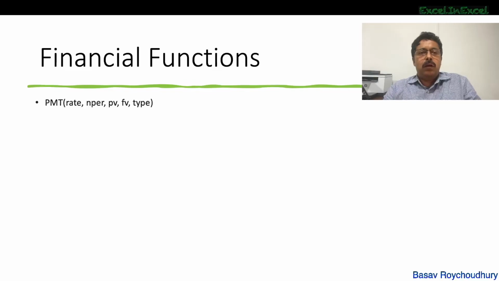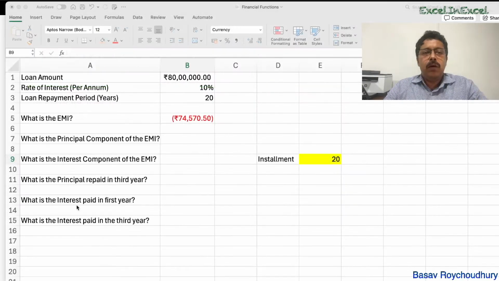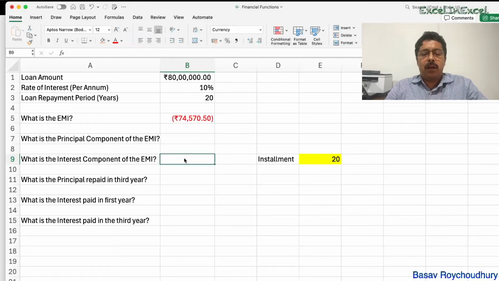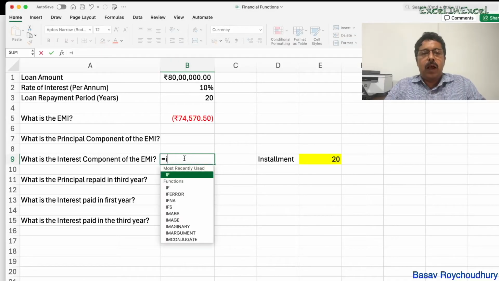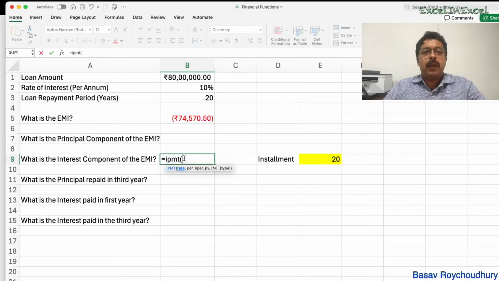What is the next function? Okay, what is the interest component of the EMI? When I'm talking of the 20th installment, I can calculate it using IPMT. I standing for interest, and PMT of course is the periodic payment. Now it asks me for the rate, and similar to last time, the rate is of course 10%, but it is monthly, so divide by 12.